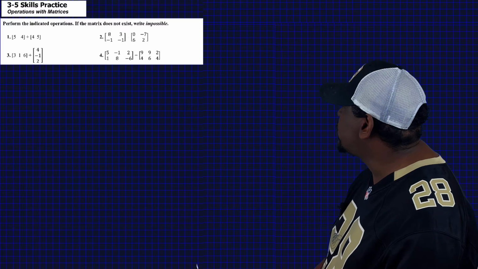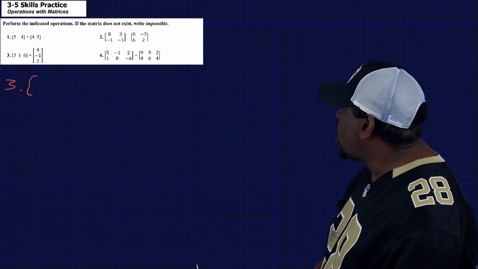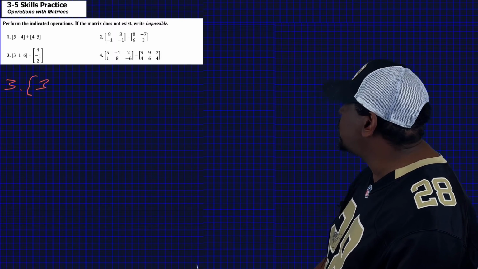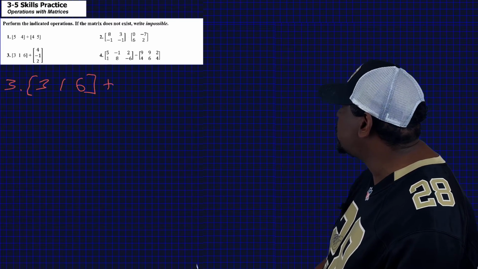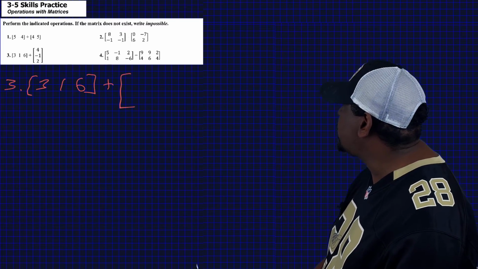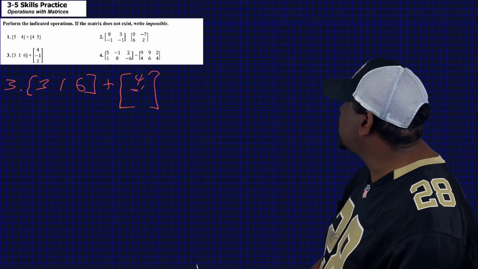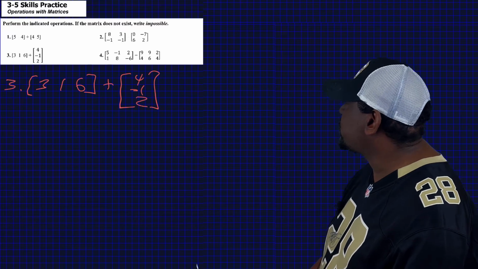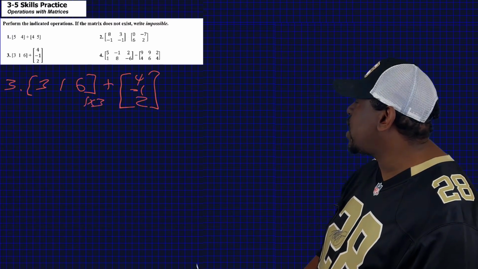We erase our work for number 2. And let's see what we do next. Oh, we're going to do number 3. So in this problem, we have 3, 1, and 6 as horizontal entries, and then we have vertical entries of 4, negative 1, and 2.